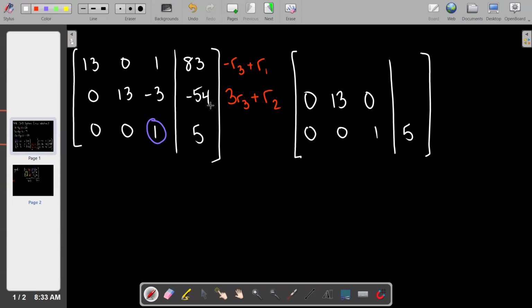15 plus negative 24 is, triple 5 plus negative 54 is 15 minus 54, which is negative 39. Huge.